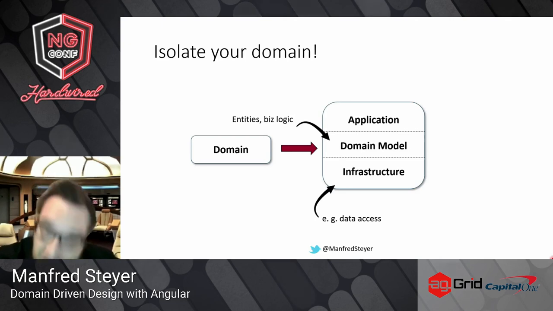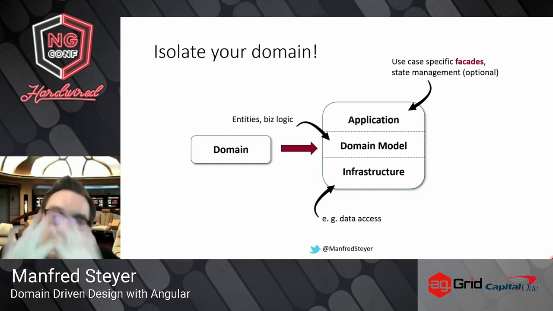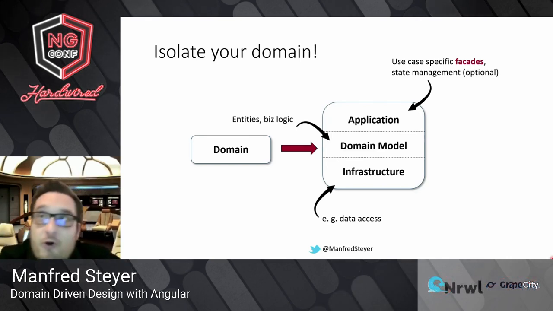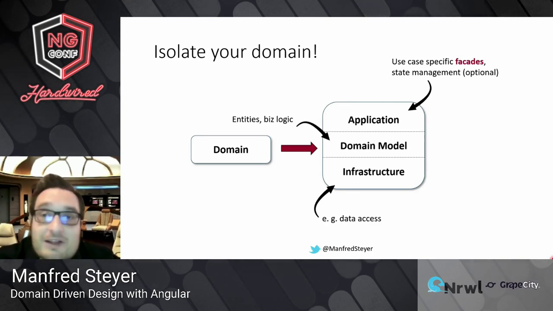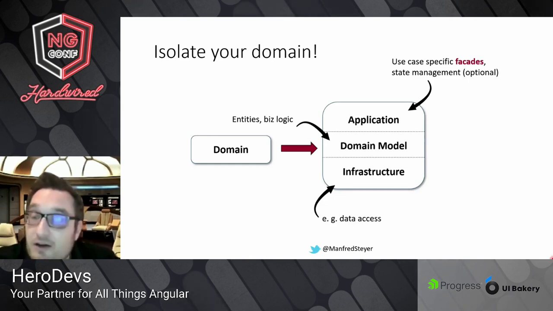Infrastructure is about data access, and application is about facades. A facade that shields the complexity of your domain, a facade that exposes just what you need for one or for another use case. And saying this, the facade can also make use of state management. It can also hide details of state management so that the consumer of the domain, your smart components, do not need to know about your state management library at all.